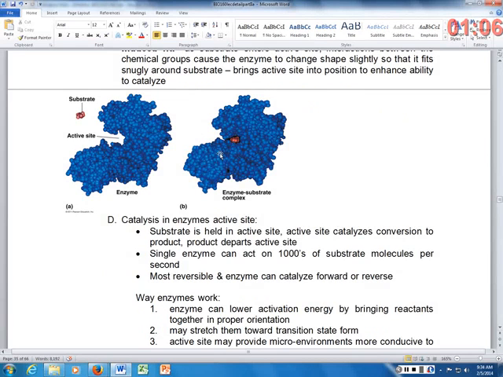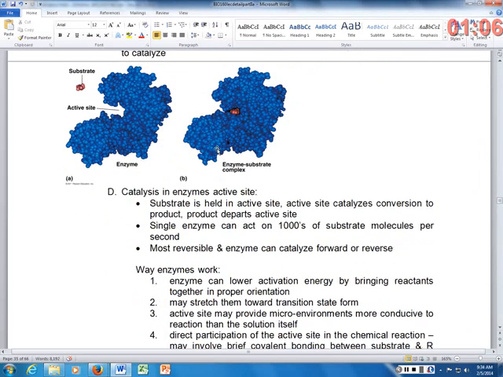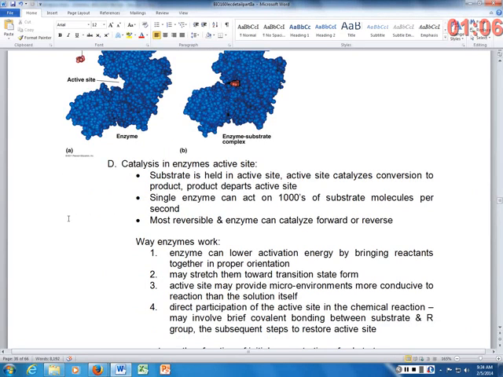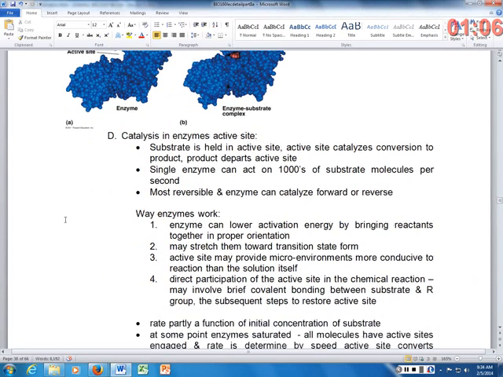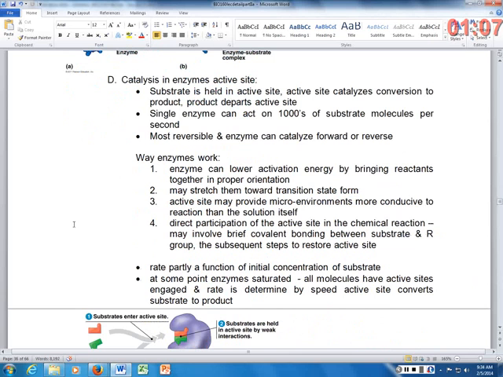And what it does is it brings things into position to enhance its ability to react. So what it may do is take two reactants, and when they come in, the enzyme brings them closer together so they can interact. So the substrate is held in the active site, and it will convert it into the product, and then the product departs the active site, and the enzyme is back there again. It doesn't get used up in there.